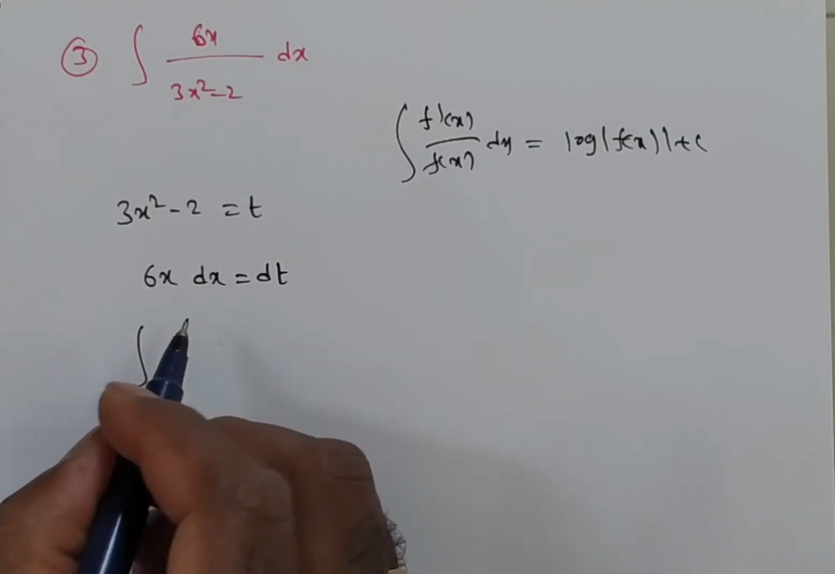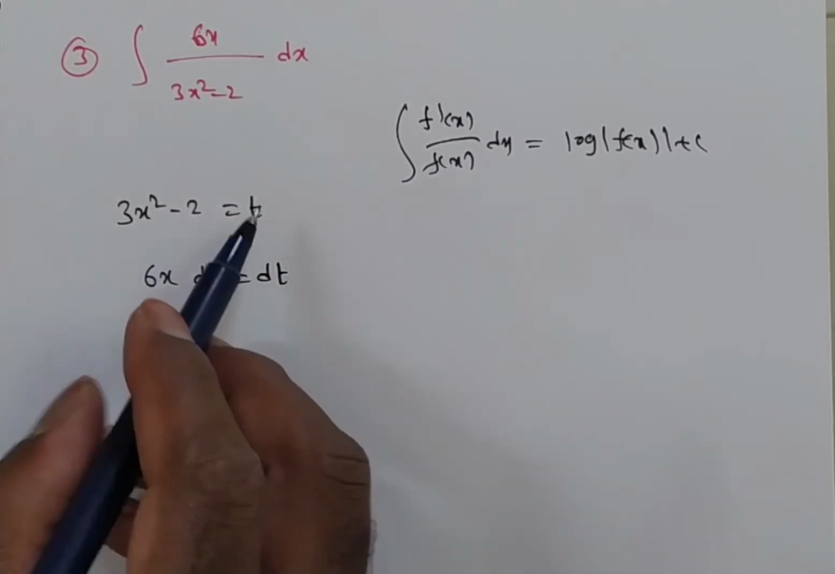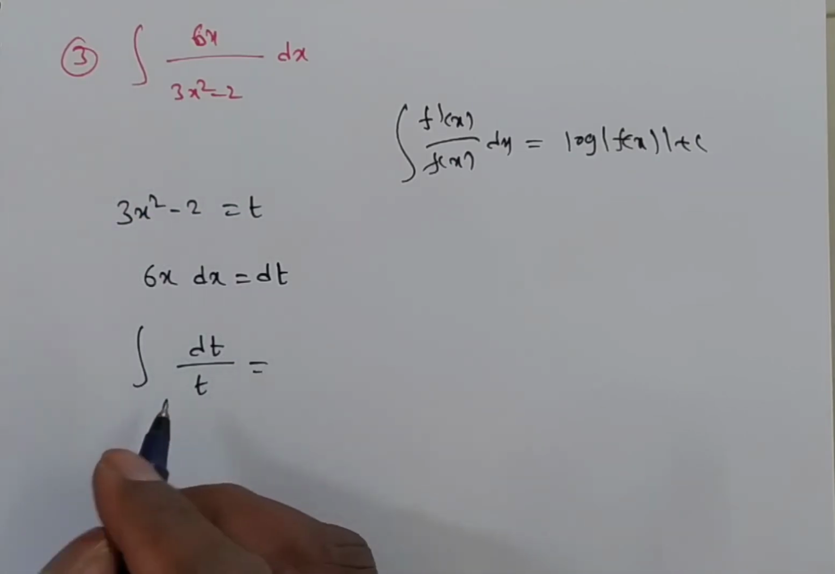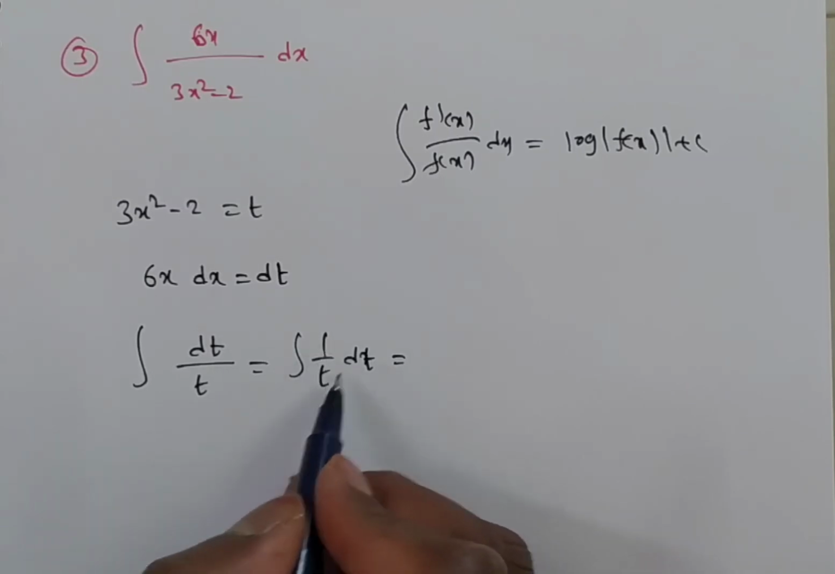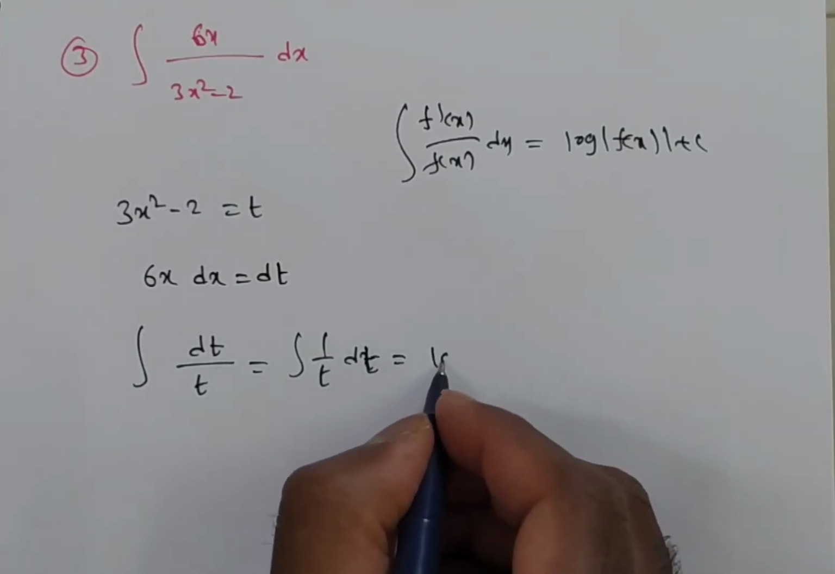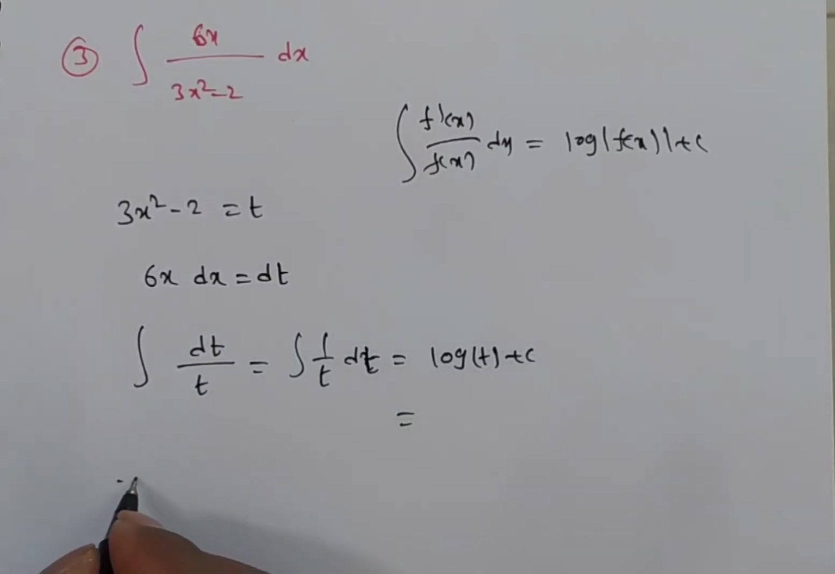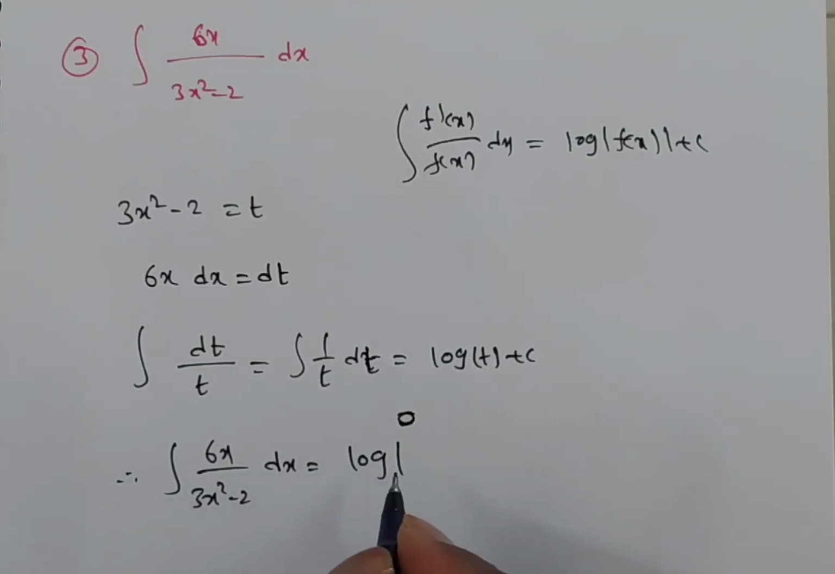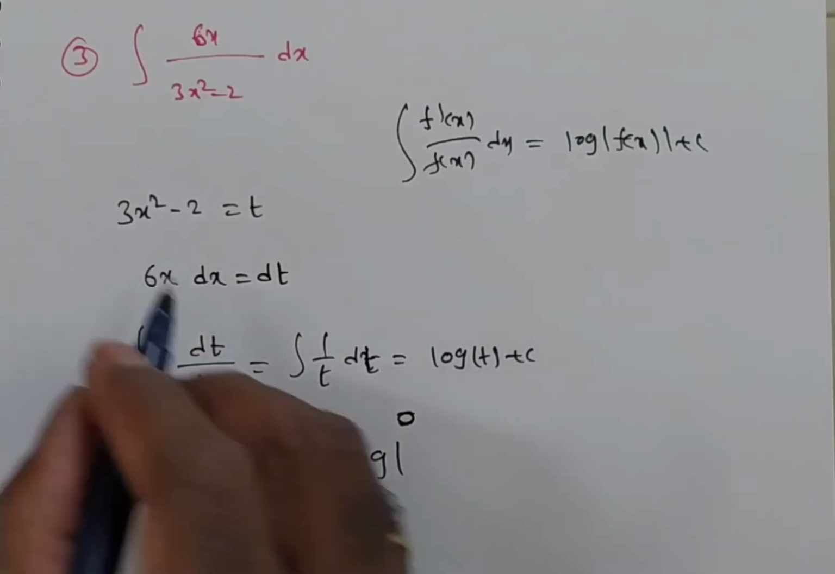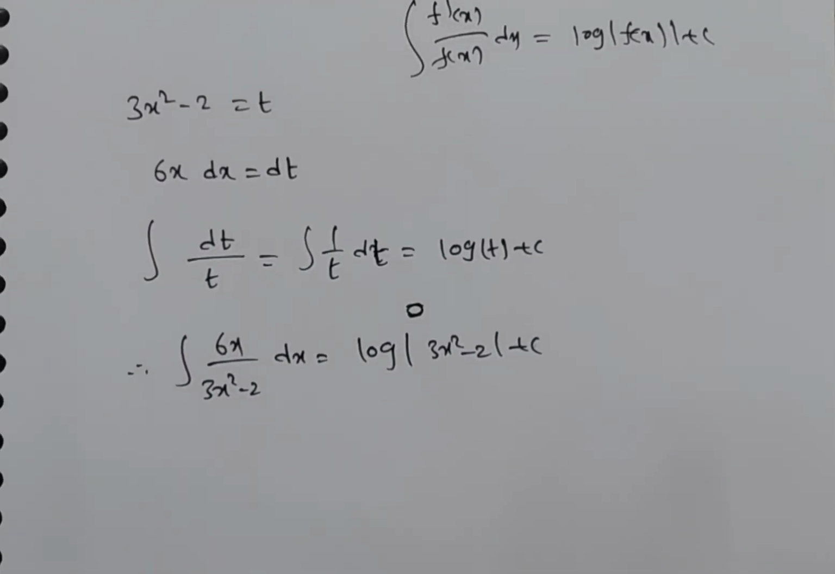Then you will have 6x dx, which is dt, by 3x square minus 2, which you consider as t. Now you observe, this is the integral of 1 by t dt. The denominator's derivative is in the numerator, yes. So log of denominator, log mod t plus c. Therefore the integral of 6x by 3x square minus 2 into dx is equal to log of, t replaced by 3x square minus 2, plus c. This is one method. And method 2 I am explaining, you see.